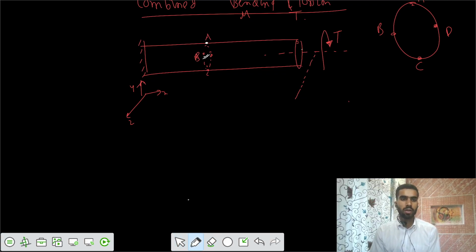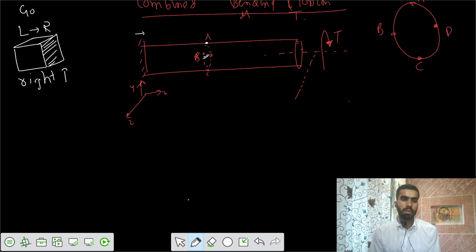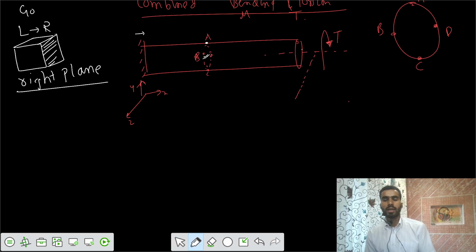So for this torque, for the torsion, we say you go from left to right, then you cut the section. Then the stress you show on the right plane. We know that because of torsion there is shear stress. But the main concern here is whether the tau is negative or positive. This is your main goal here.